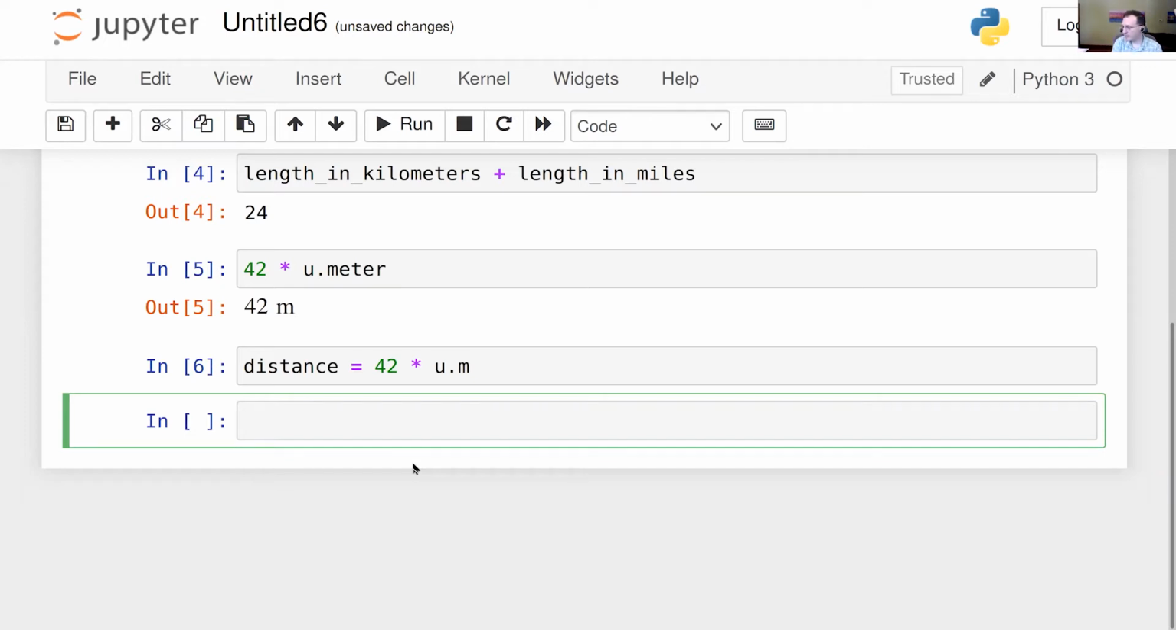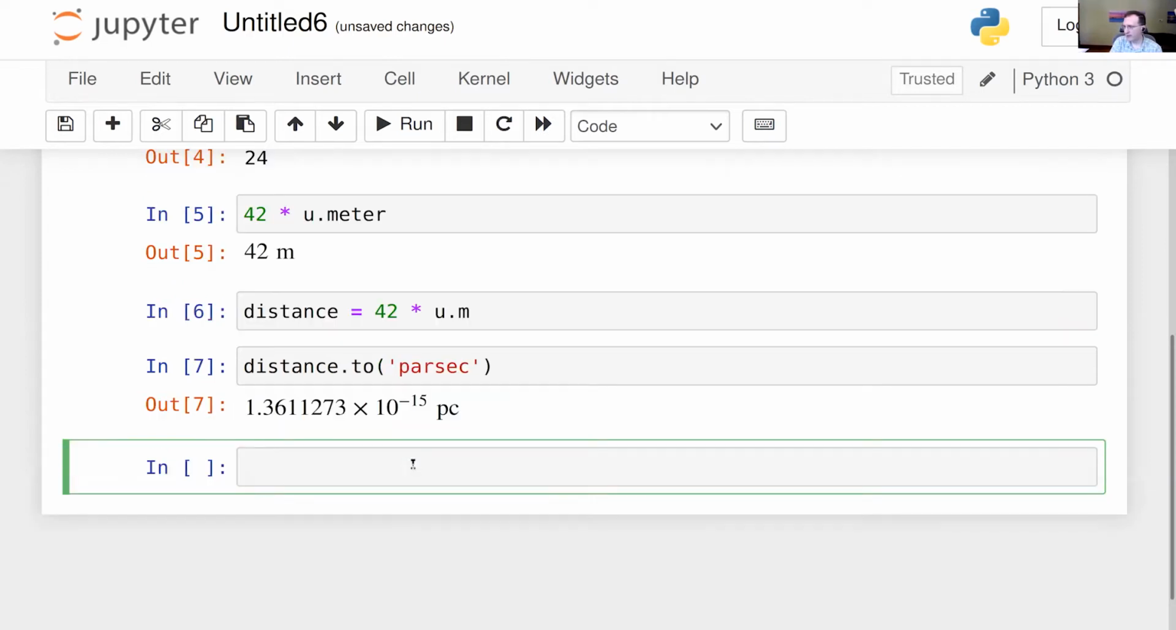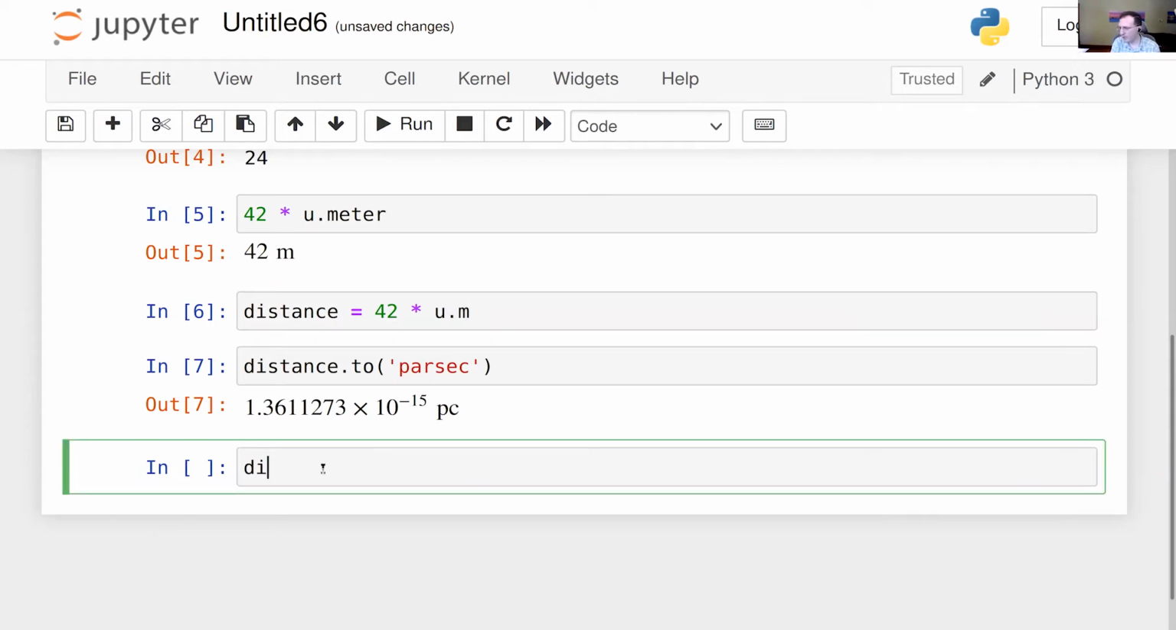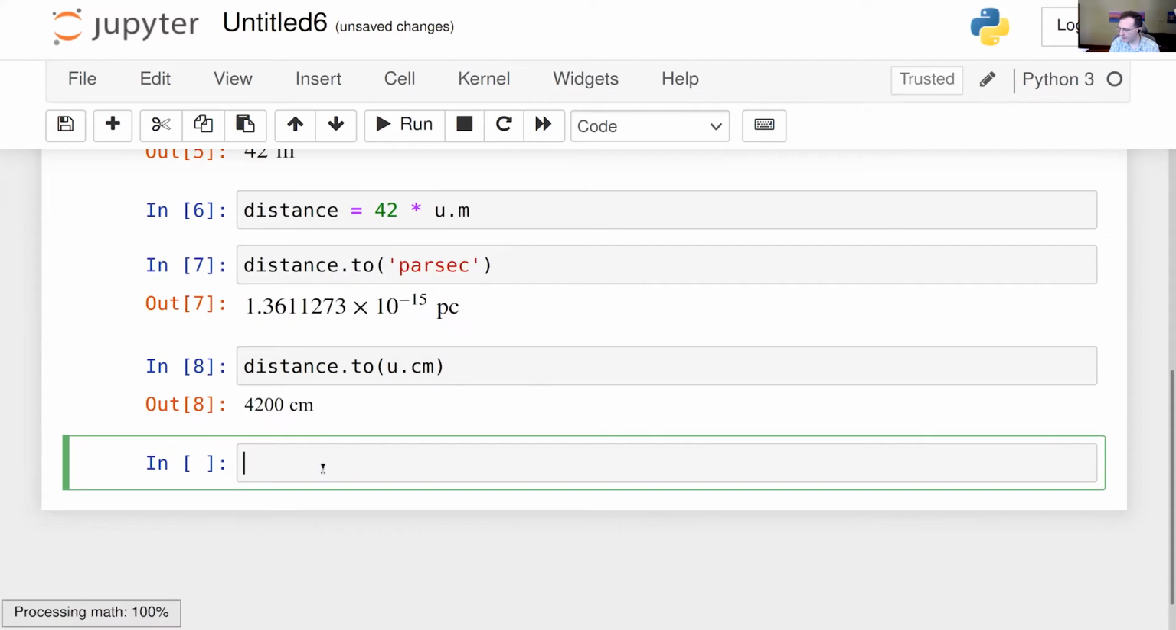All right, and we can convert distance to another unit, like distance.to(parsec), and shift enter. So we get 42 meters is approximately 1.36 times 10 to the minus 15 parsecs. And we can also convert it using the unit object instead of a string representing the unit. So we can do distance.to(u.cm) and shift enter.